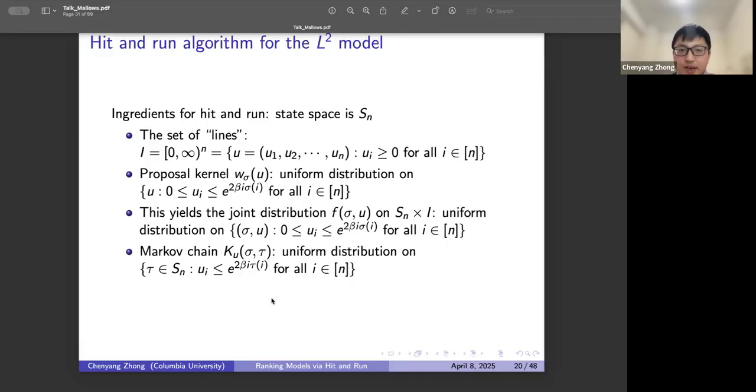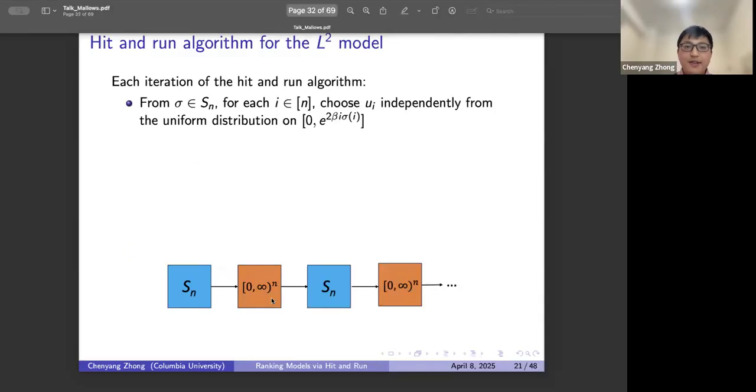Okay, so those are the ingredients for specifying a hit and run algorithm for the L2 model. And here it would be a description based on those specifications. So from any permutation sigma, we need to choose an element of the set I. So here we need to choose u1 up to un. And as described before, the proposal requires us to choose ui independently from the uniform distribution on this interval. So this would give us a way to jump from sigma to u1 up to un.